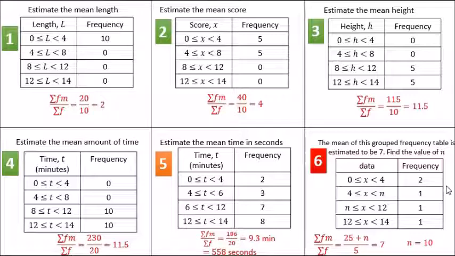So when we add them all up, we'd have 2 2's is 4, plus another 2 plus half n, so it's plus n altogether, plus 6, plus 13, which should get us 25 plus n. The total of the frequencies is 5, so we end up with this equation, 25 plus n over 5 is 7. We can multiply both sides of our equation by 5 to get 25 plus n equals 35. Take 25 away from both sides, and we get that n has to equal 10.